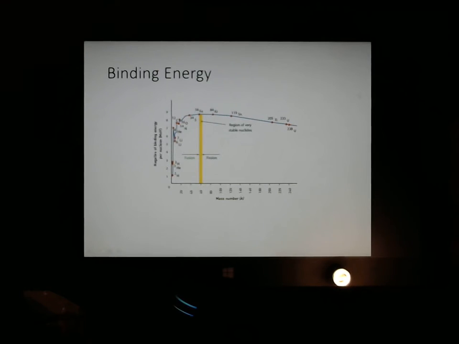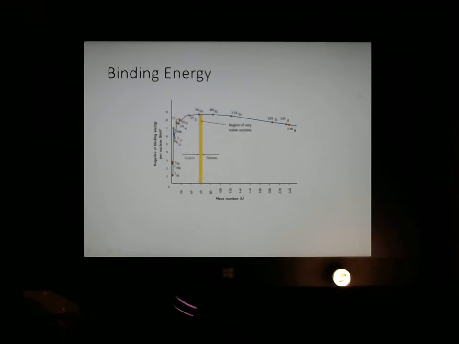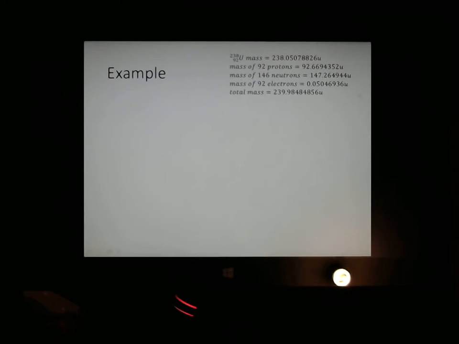For now, we just need to understand binding energy per nucleon: if I take the energy and I divide it by the mass number, the number of protons plus the number of neutrons, I'm going to work out some function of its stability. So let's have a look at the example from before. So here is our data for uranium-238. We've got our mass here in atomic mass units.